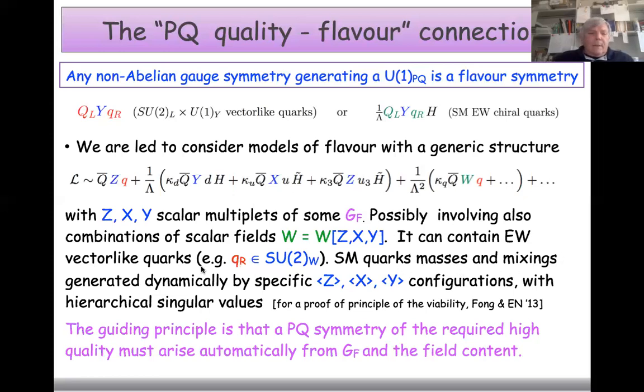So standard model quark masses and mixing in this picture would be generated dynamically by specific VEV configurations of the scalar fields. We, of course, will look for hierarchical singular values. Singular values are the square roots of the eigenvalues of y dagger y, for example. This is possible. Some years ago with Chi and Fong, we showed that one can get all the standard model hierarchy, mixing, and even the CP violating phase out of a spontaneous breaking of non-Abelian symmetries. We were not looking for an axion, in that case, or for a Peccei-Quinn quality, but we know that such a picture can be phenomenologically viable.